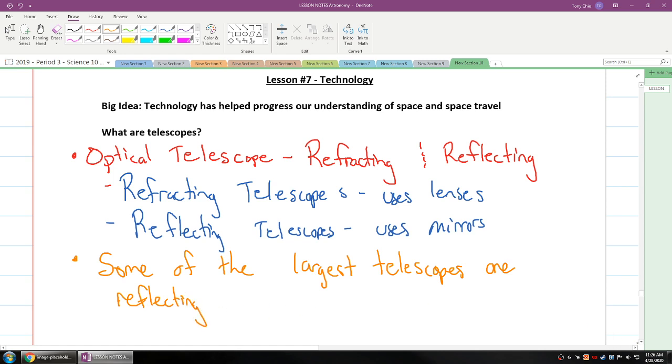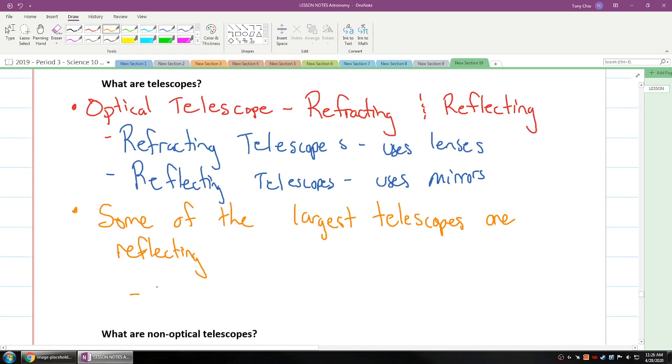An example of a large telescope is the ELT, which stands for the European Extremely Large Telescope. It can capture about 100 million times more light than our eye. It's about 129 feet in diameter, the mirrors that it has, and it's just a massive telescope.